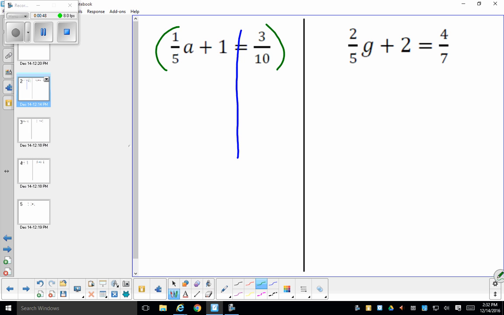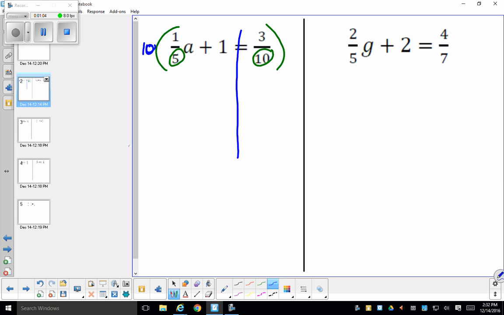So what I'm going to do is identify the two denominators that I have, 5 and 10. Rule of thumb says that we're going to take the bigger denominator and pull it outside to be distributed through. In this particular case, it's a 10. So I want you to pull the 10 on the outside.